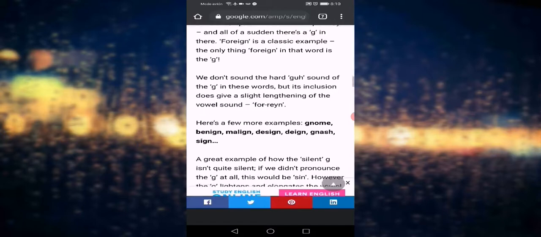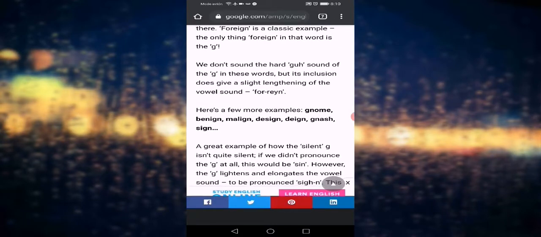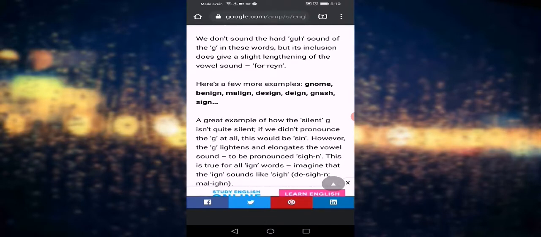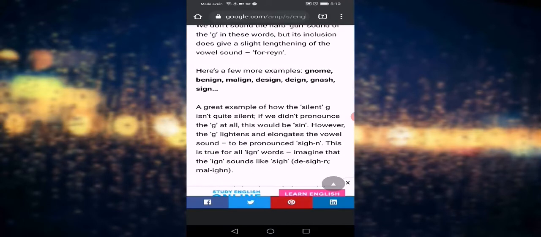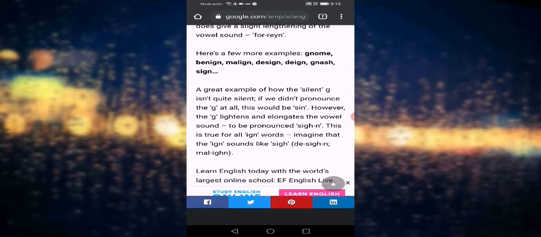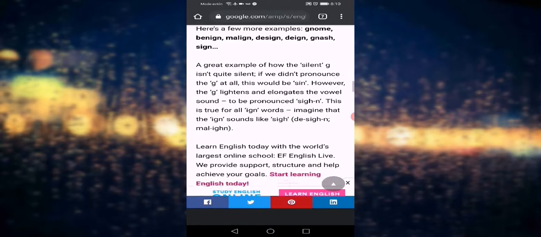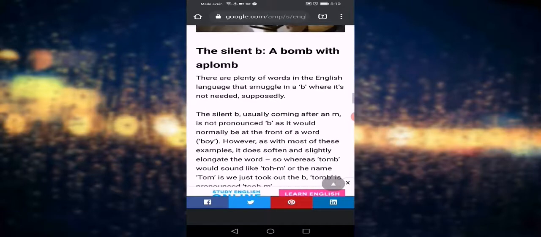Here's a few more examples. Gnome, benign, malign, design, gnash, sign. A great example of how the silent G isn't quite silent: if we don't pronounce the G at all, this would be sin. However, the G lightens and elongates the vowel sound to be pronounced sign. This is true for all IGN words. Imagine that the IGN sounds like sign, design.